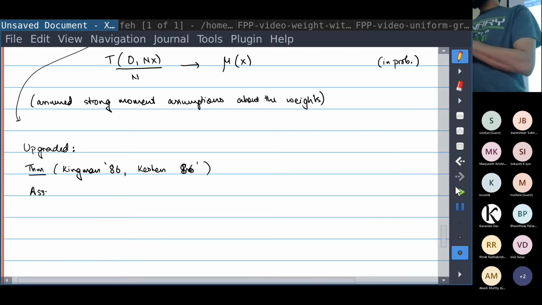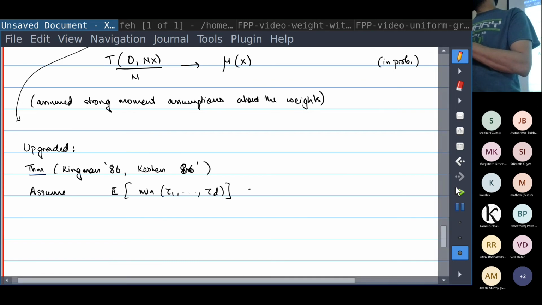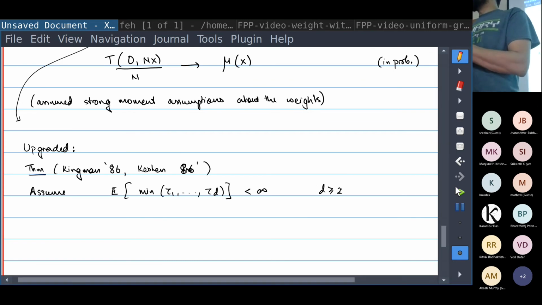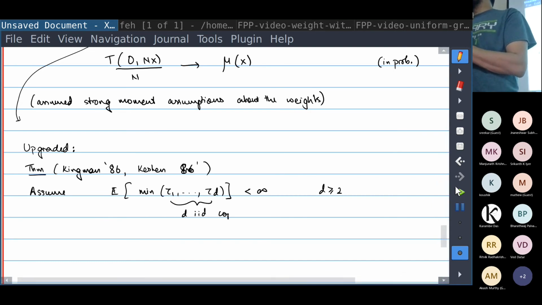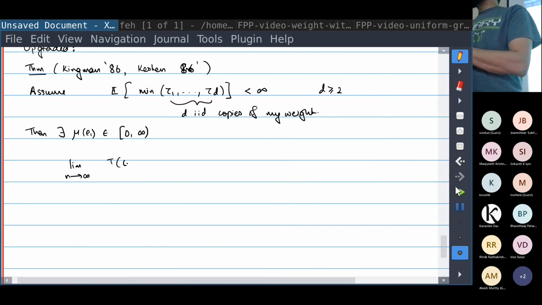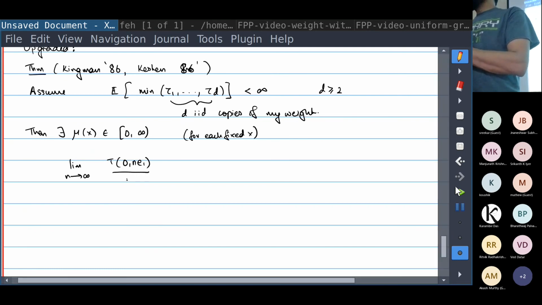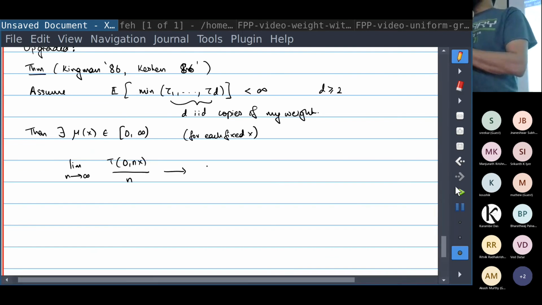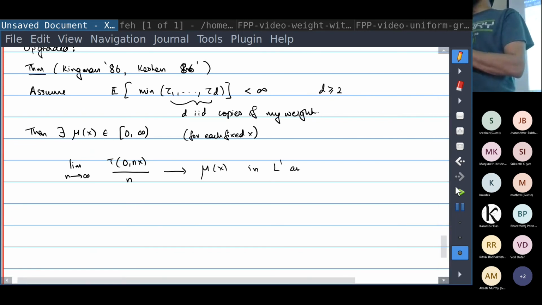So it says, assume some moment condition, expectation of min of tau 1 through tau d is less than infinity, d bigger than or equal to 2. So these are d IID copies of my weights. Then there exists mu e1 in 0, infinity such that the limit as n goes to infinity of t(0, n e1), I should just say x, for each fixed x, divided by n goes to mu of x in L1 and almost surely.